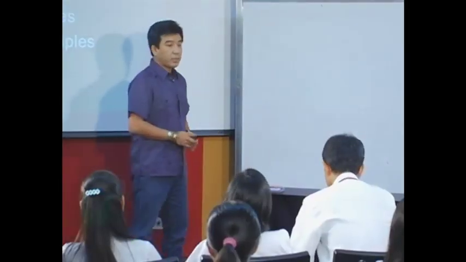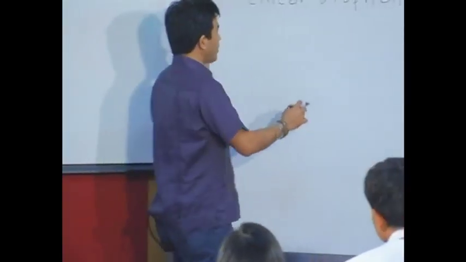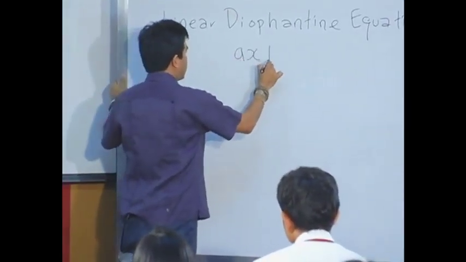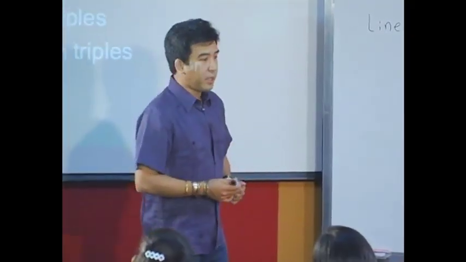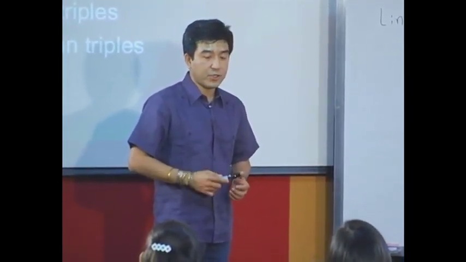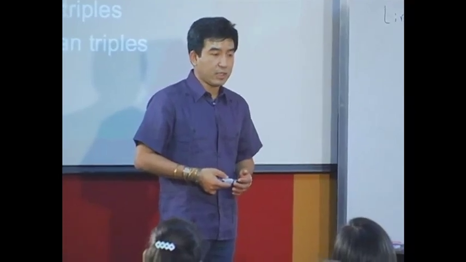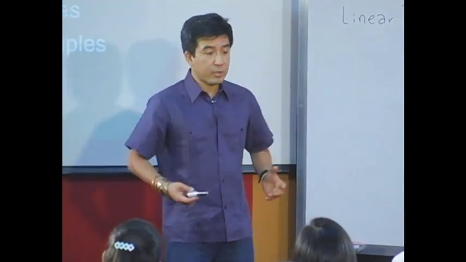Okay. So now we talk about the simplest type of Diophantine equation. We call it the linear Diophantine equation. The linear Diophantine equation has this form. A, B and C are integers, and we ask whether there are solutions to the equation ax plus by is equal to c. By a solution, we mean a pair of numbers x, y, and we want x and y to be integers.